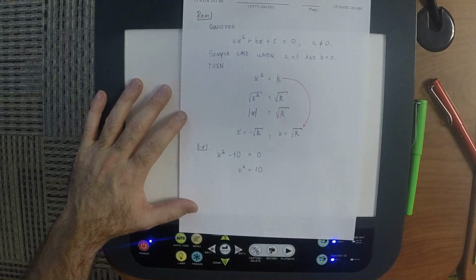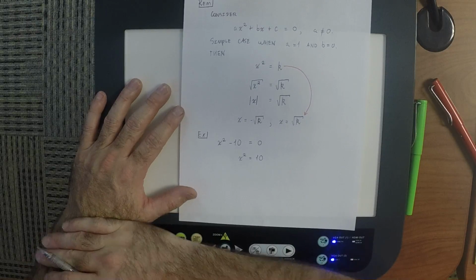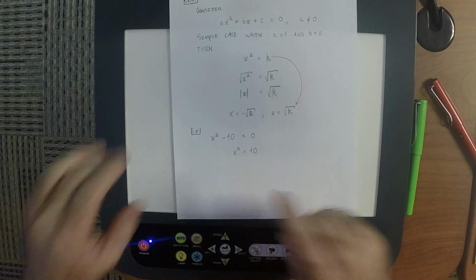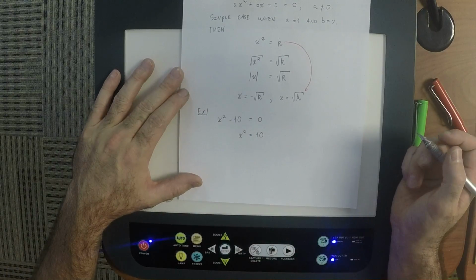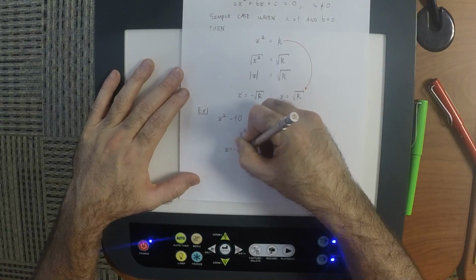And so what I'm saying now is that from here you should be able to jump directly to the answer. So in the first place, how many solutions will this have? 2. And what are they? Very good.